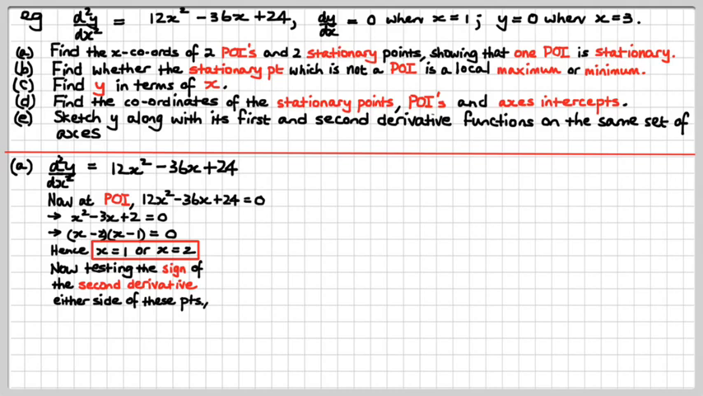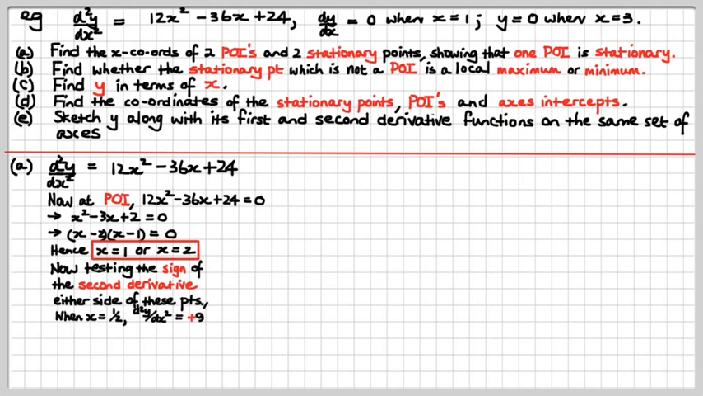Now, it's very necessary, guys, if you really want to test for whether you've got a POI, you have to test the sign of the second derivative either side of those points. Because at a POI, remember, the second derivative has to change sign from plus to minus or minus to plus through 0 at the POI. So if we're going to verify that x is 1 and x is 2 are POIs, we've got to do that, right? So let's test.